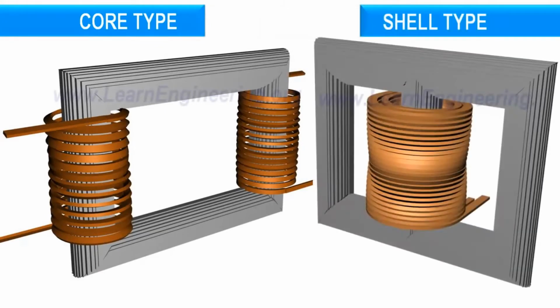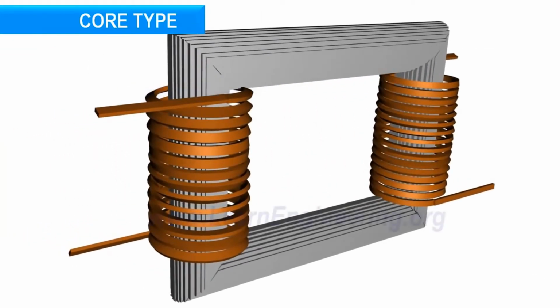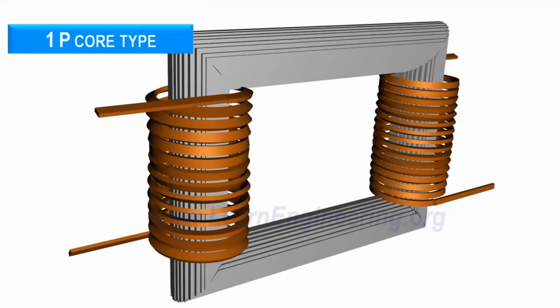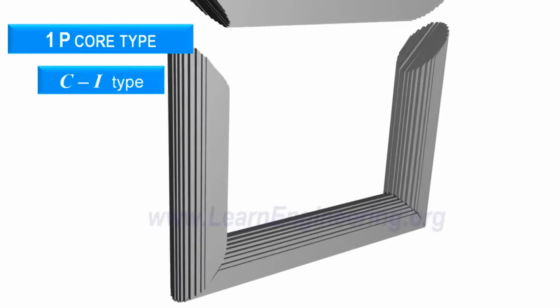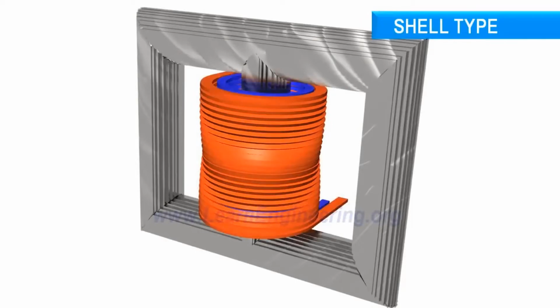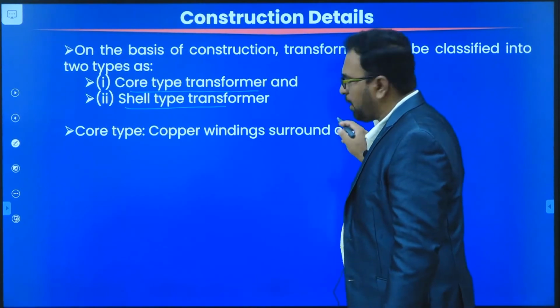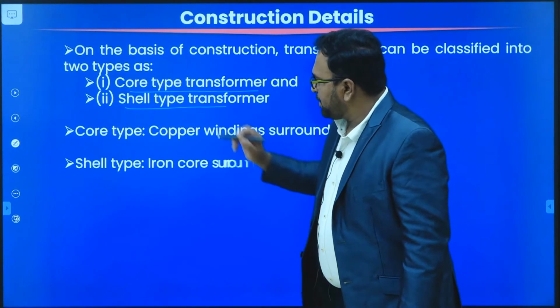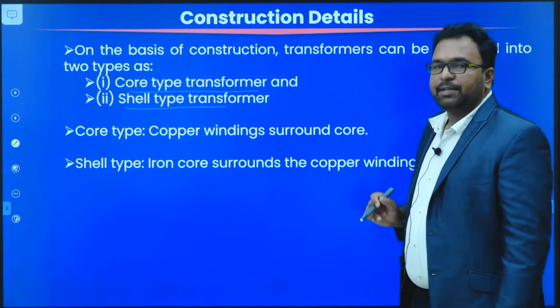Transformers can be broadly classified as core and shell type. In a core type transformer, the winding surrounds the core. A single-phase core type transformer is constructed in the following way. In a shell type transformer, the core surrounds the winding. In case of core type transformer, the windings will surround the core. Coming to the shell type transformer, the iron core surrounds the copper windings.